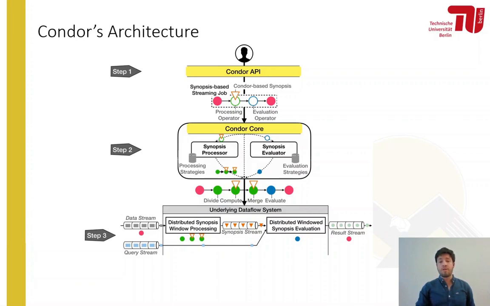Here we can see a general architecture of Condor, consisting of two main components, the API and the core. The API provides an abstraction which the user employs to write synopsis-based streaming jobs. Once done, the user submits this to Condor, where based on their configurations, the core creates a data flow pipeline of efficient operators with two processing blocks, the synopsis processor and the synopsis evaluator. Condor then submits this data flow pipeline to the underlying data flow system for its execution.